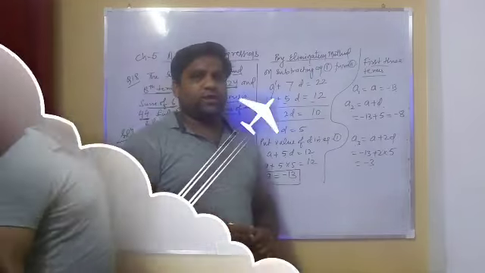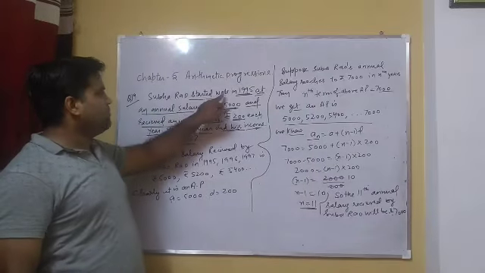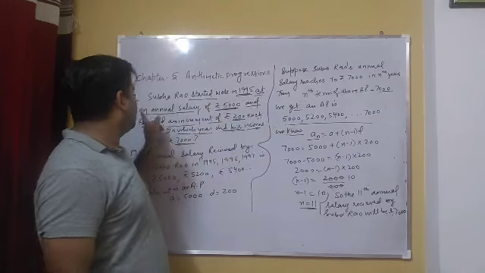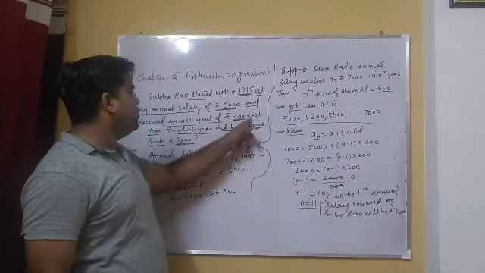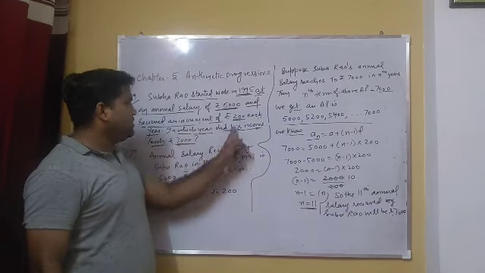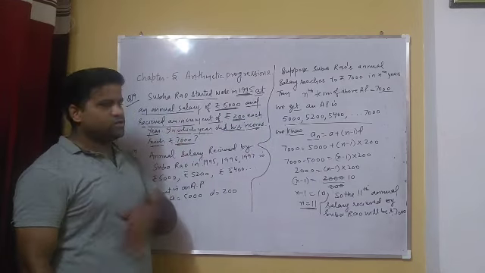Now let us come to question number 19. Subba Rao started work in 1995 at an annual salary of rupees 5,000 and received an increment of rupees 200 each year. In which year did his income reach rupees 7,000?